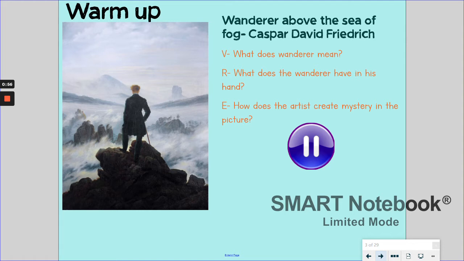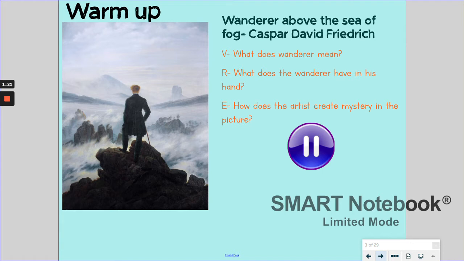So the piece of art we're looking at today is one of my favourites. It's Wanderer Above the Sea of Fog by Caspar Friedrich. I love this painting. Something I really love about it is all the questions that go with it. It's a piece of art just full of unanswered questions. Who is he? Why is he there? Where has he been? Where's he going? All that sort of thing.